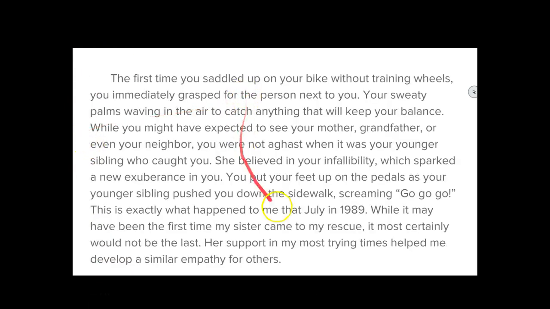So here's another one. So here's another introduction to an essay. The first time you saddled up on your bike without training wheels, you immediately grasped for the person next to you, your sweaty palms waving in the air to catch anything that will keep your balance. While you might have expected to see your mother, grandfather, or even your neighbor, you were not aghast when it was your younger sibling who caught you.